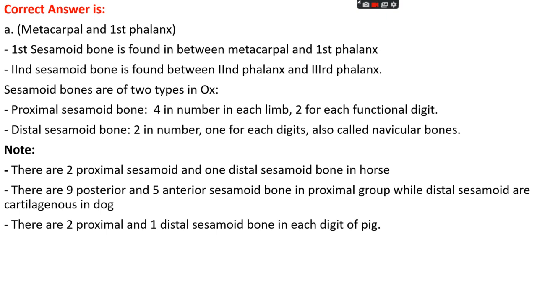Okay, while distal sesamoid bones are 2 in number, 1 for each digit, and these distal sesamoid bones are also known as navicular bone. Okay, and there are 2 proximal sesamoids and 1 distal sesamoid bone in case of horse. Okay, and there are 9 posterior and 5 anterior sesamoid bones in proximal groups, while distal sesamoid bones are cartilaginous in case of dog, and there are 2 proximal and 1 distal sesamoid bone in each digit of pig.